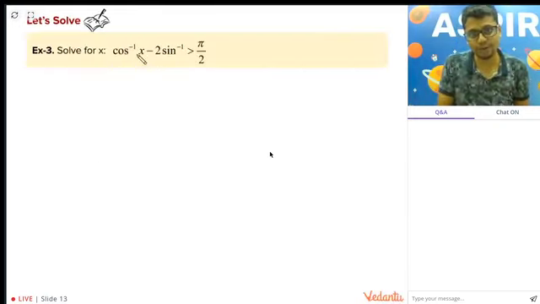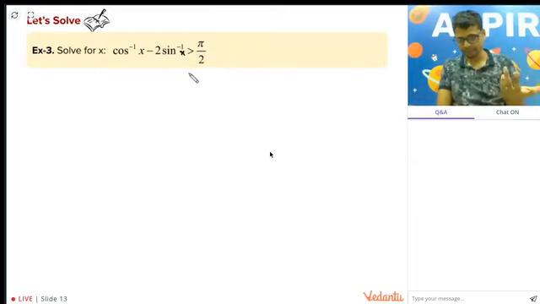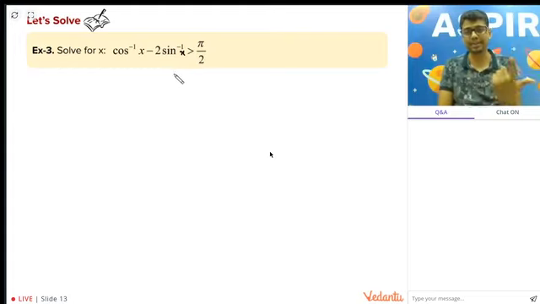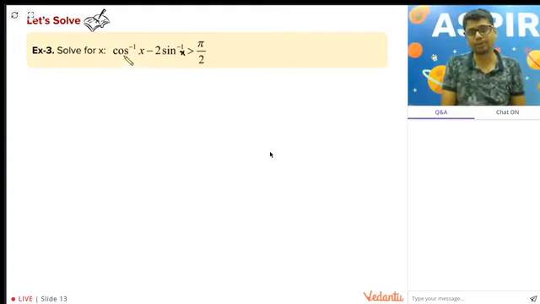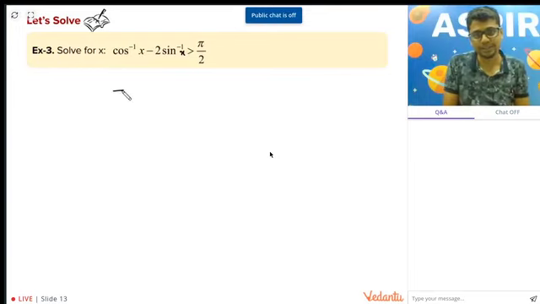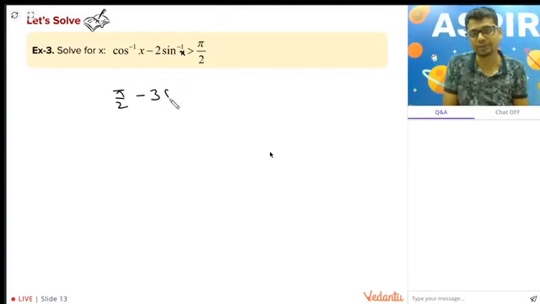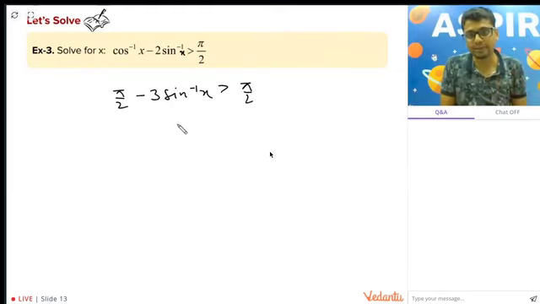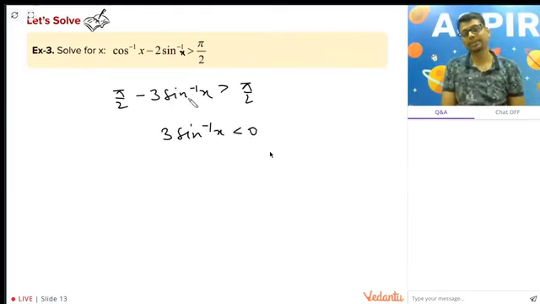Either cos inverse x minus 2 sin inverse x greater than or equal to pi by 2. Again, convert it to any one term. So if I convert cos inverse x to sin inverse x, what would it be? Everyone, please pay attention here. So pi by 2 minus sin inverse x minus 2 sin inverse x. So it becomes this greater than pi by 2. So basically pi by 2 cancels out, right? So basically 3 sin inverse x less than 0.